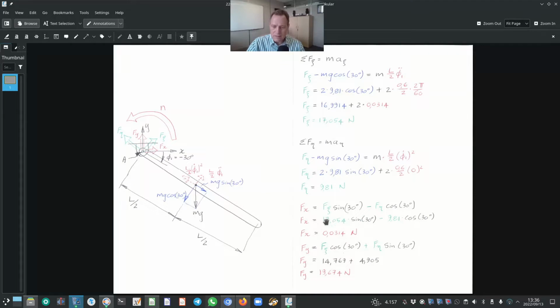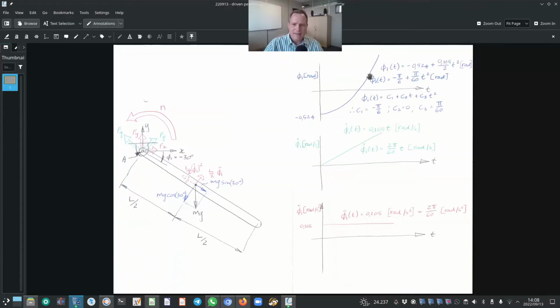Then using trigonometry we can find the reaction forces in the x and y directions. As you can see over here, we simply take the Kc component multiplied by sine 30 minus the eta component of the reaction force times cosine of 30 degrees. We end up with the reaction force in the x direction of 0,0314 Newton. And similarly in the y direction it's 19,674 newtons.